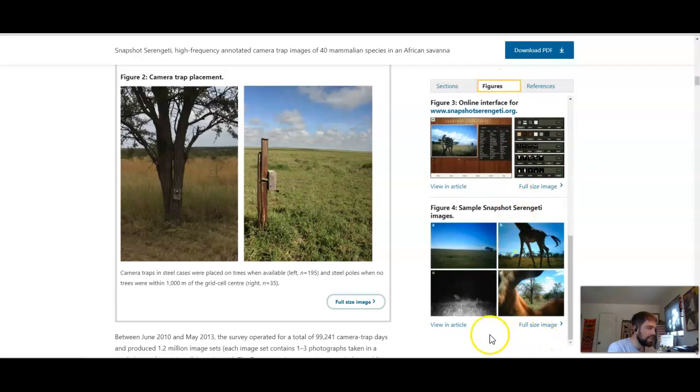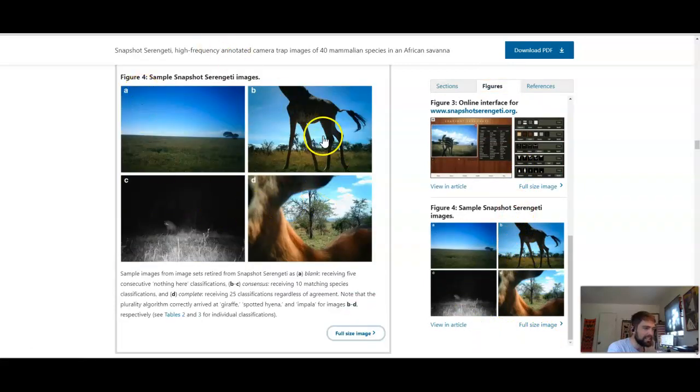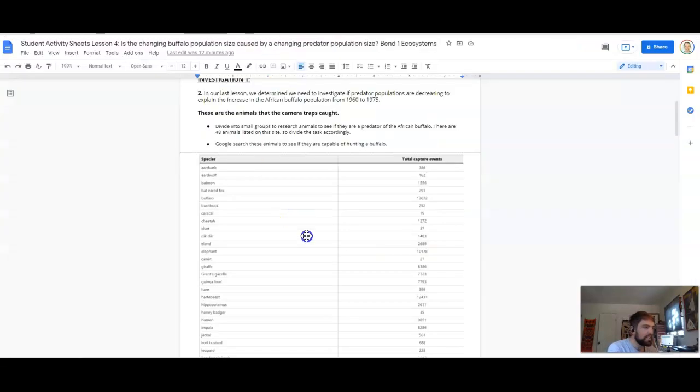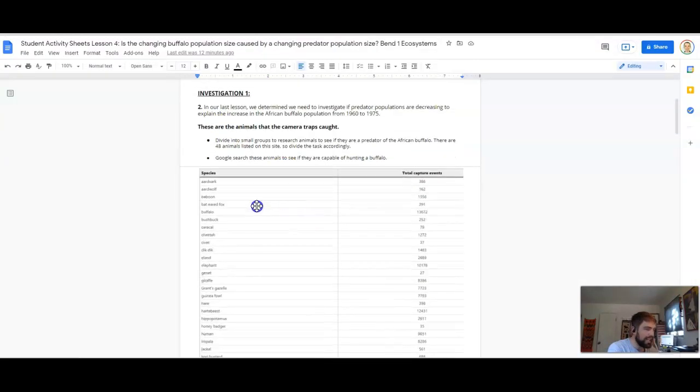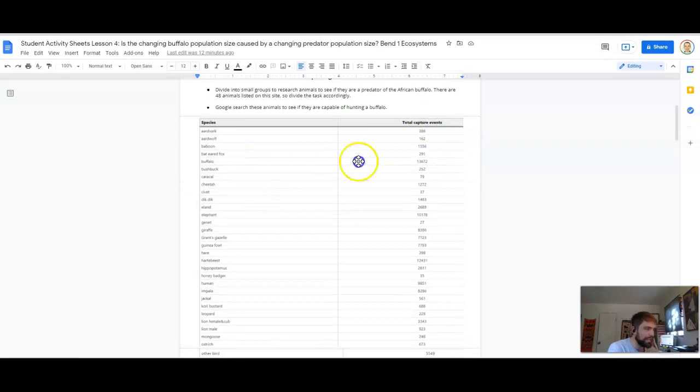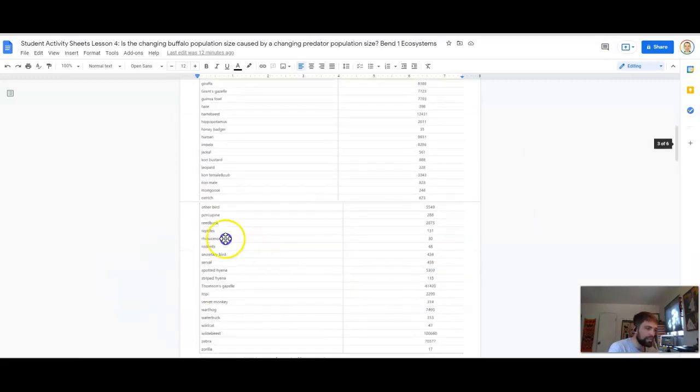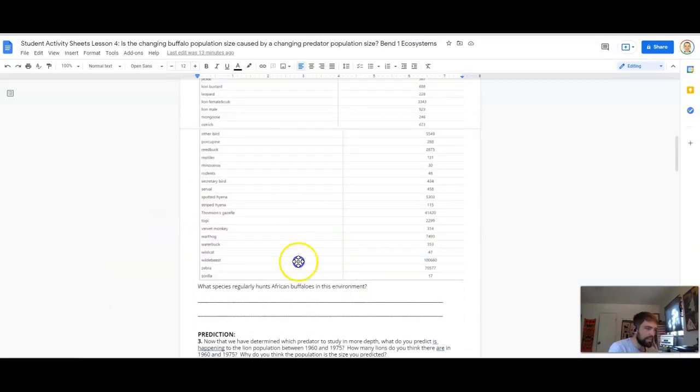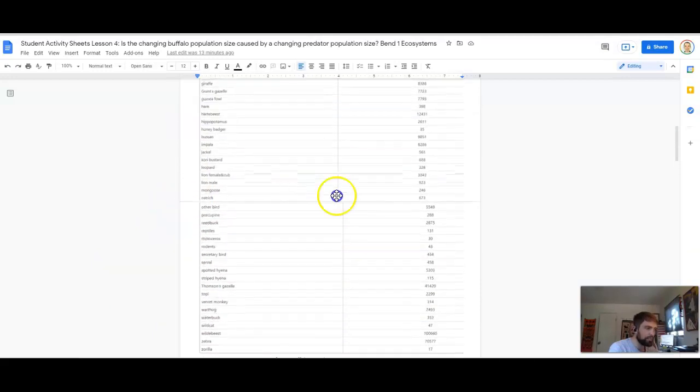And you saw a lot of images like this, where you wouldn't know exactly what it was. So now in your student activity sheet, you have a list of the animals that were captured and how many. And so we need to break into small groups, and you'll break up how many animals you research and figure out how many of these were predators that regularly hunt the buffalo.